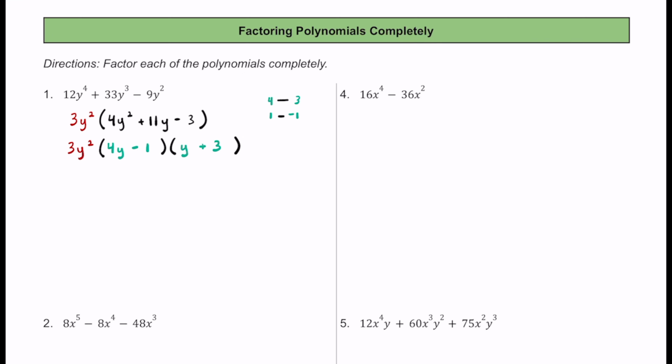So if you FOIL this out, you can also see that this will get you the 4y squared plus 12y minus 1y, which is 11y, and then negative 1 times positive 3 is negative 3. So this would be the final factored form here. And we know we can't factor anymore because this is a monomial in front, this is a linear binomial, and this is another linear binomial, so these can't be factored anymore.